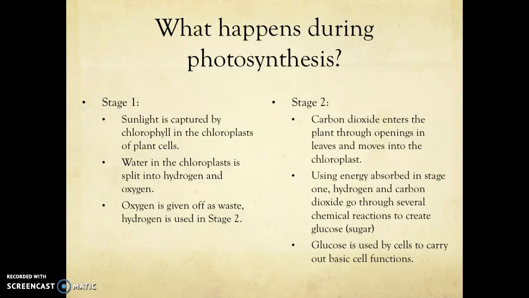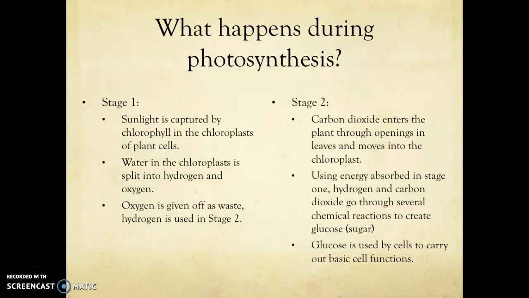So in stage 2, carbon dioxide comes into the plant through openings on the leaves. And carbon dioxide is all around in the air, which actually gets released when we breathe or when we undergo cellular respiration, which we'll talk more about later this week. But either way, carbon dioxide is in the air, enters plants through the openings in the leaves, and it goes into the chloroplast where, again, photosynthesis is taking place.